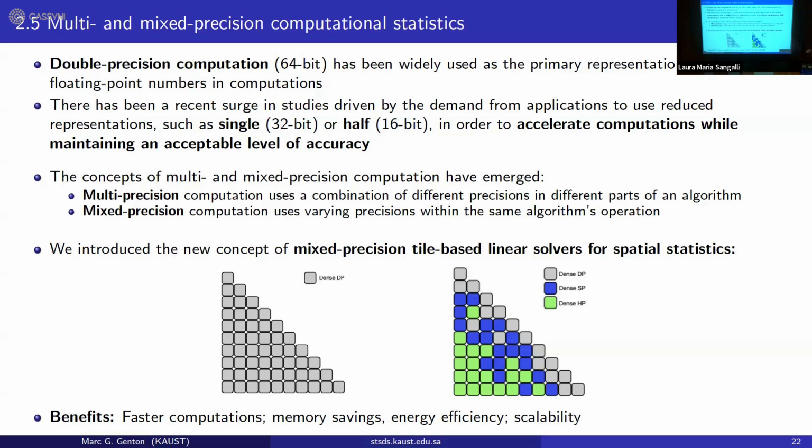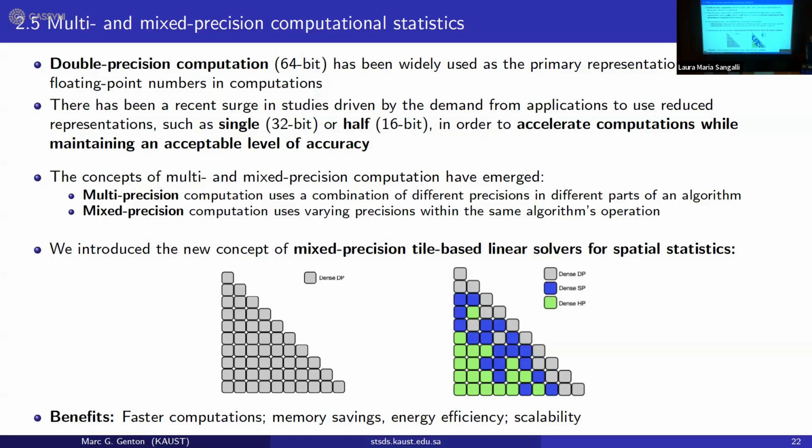Now, you could do all computation in single precision, or all in half. This is often called multi-precision. But you could also mix the precision. So that's what we're doing on that covariance matrix. Some tiles will remain dense in double precision, DP for double precision. These are the gray ones. Some in blue will be in single precision, and some in green will be in half precision. There's a way to choose the precision of each tile.